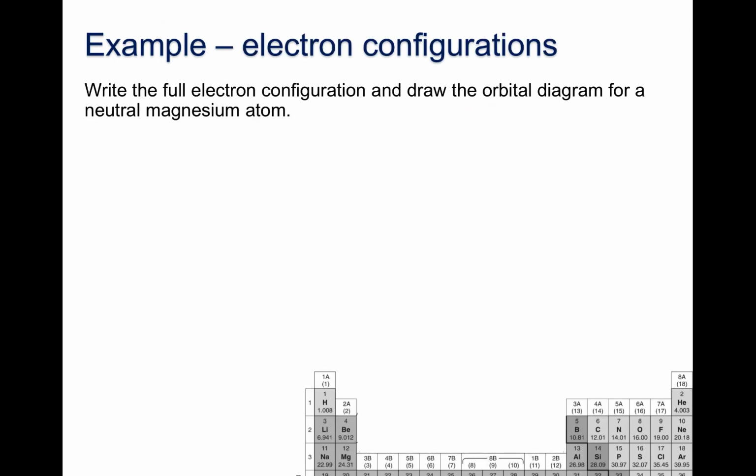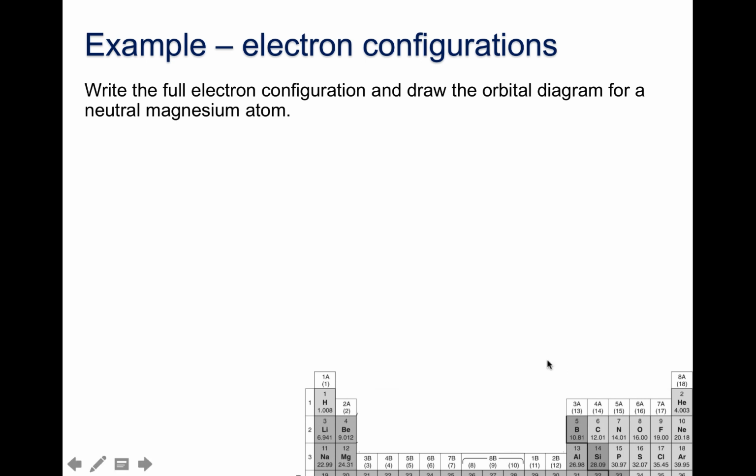If I were to ask you to write the full electron configuration and draw the orbital diagram for a neutral magnesium atom, that means magnesium has not given away or accepted any electrons, just a neutral atom all by itself. You would look to the periodic table to see how many electrons you need to represent. So a neutral magnesium atom has 12 protons and 12 electrons. So we need to write an electron configuration for 12 electrons.